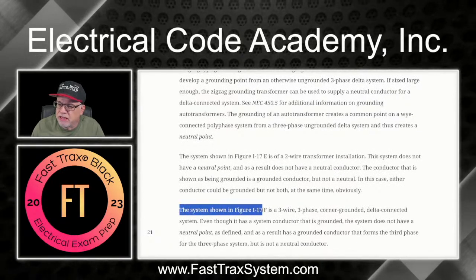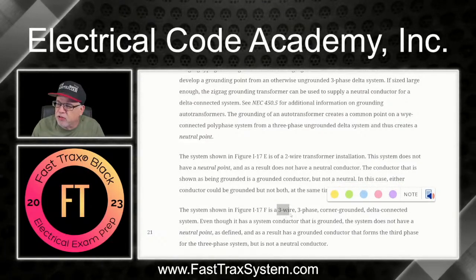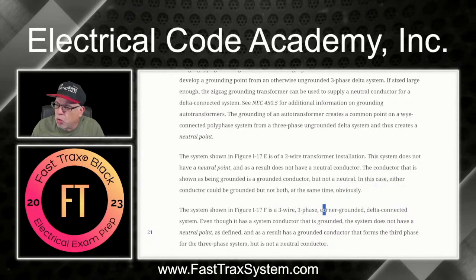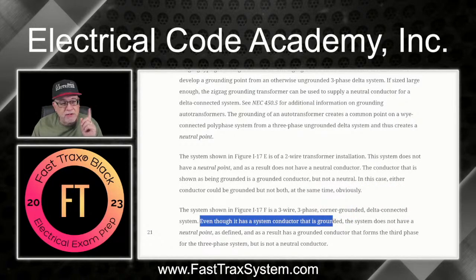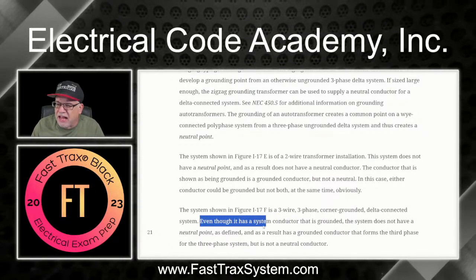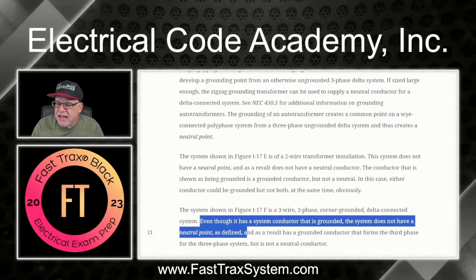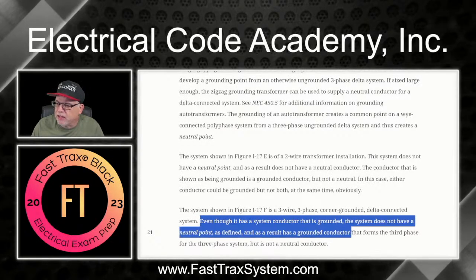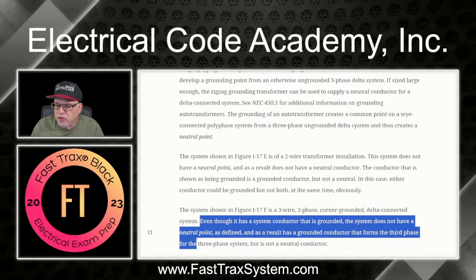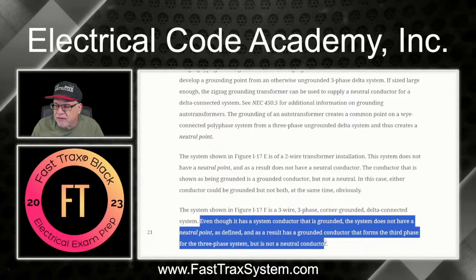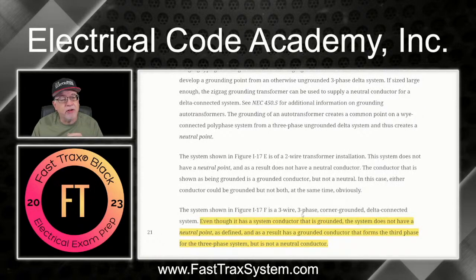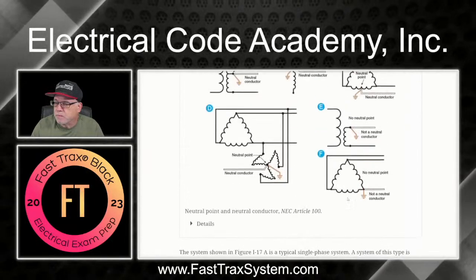The system shown in F, which we're looking at, is a 3-wire, because it wasn't a 4-wire, it's a 3-wire, 3-phase corner grounded delta configuration. So even though it has a system conductor that is grounded, connected to Earth, the system does not have a neutral point as defined, and as a result has a grounded conductor that forms the third phase for the 3-phase system. But it is not considered a neutral conductor when it comes to the code. So there you go. So there is no neutral point.